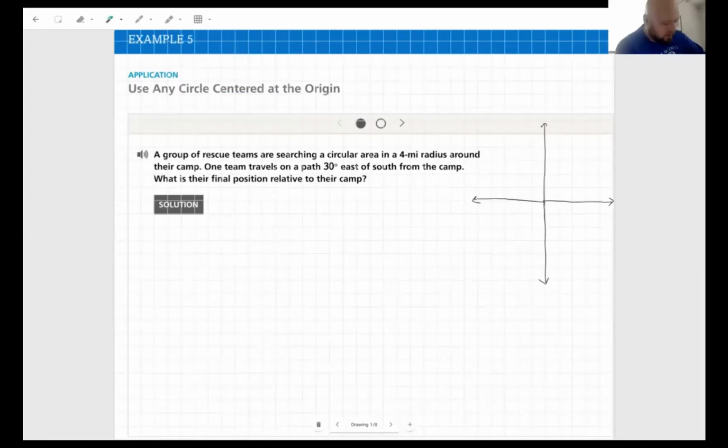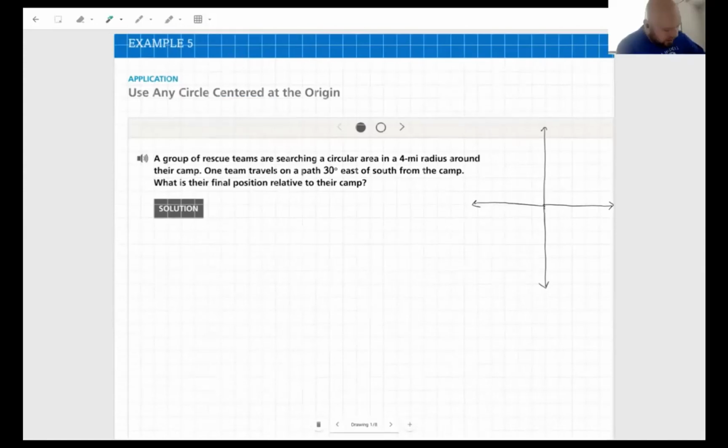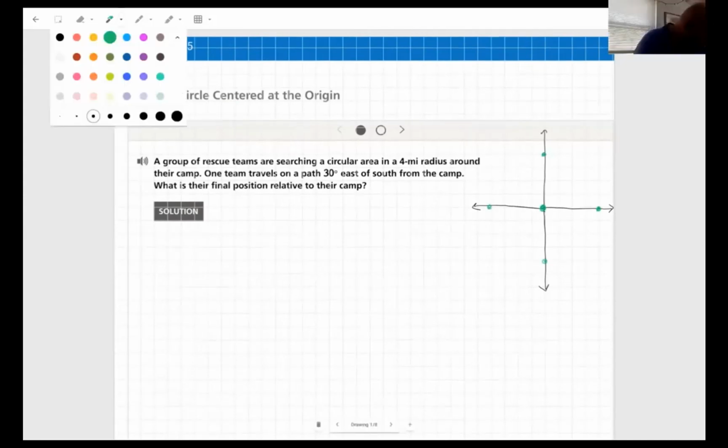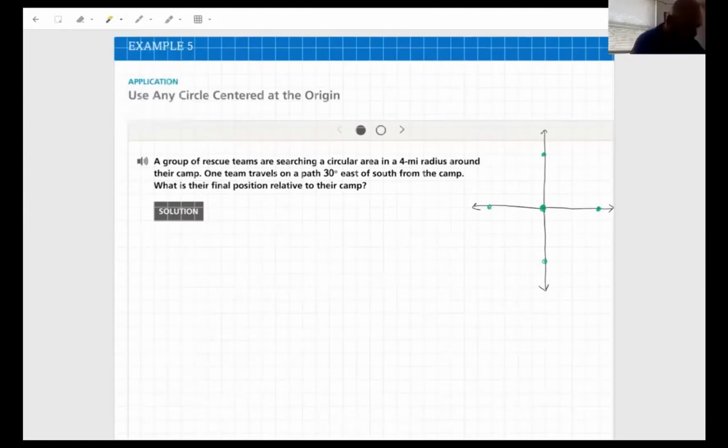So if this is their camp right here at the center, there's 4 miles out to the left, right, 4 miles up, 4 miles left, 4 miles down. And I'm going to attempt to connect that and make a pretty circle. It's not going to be very pretty, but I'm going to try.